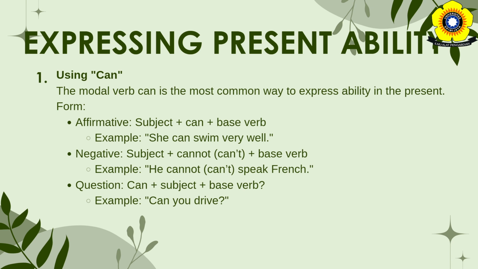Expressing present ability. 1. Using can. The modal verb can is the most common way to express ability in the present. Form: for the affirmative form, subject plus can plus base verb. Example: She can swim very well. Negative form: subject plus cannot plus base verb. Example: He cannot speak French. Question form: can plus subject plus base verb plus question mark. Example: Can you drive?